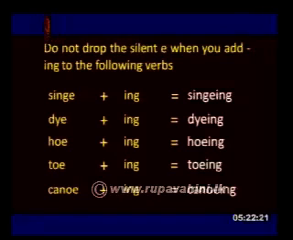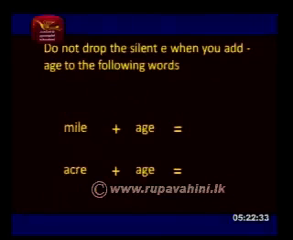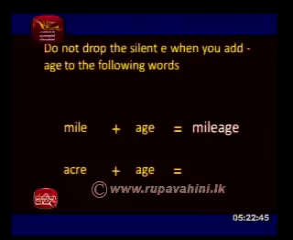Now let us move on to another one, and Mrs. Ratnaik will show the other exception. Yes. Now again you should not drop the silent E when you add the word age, AGE, to the following words. The words given here are mile plus age, the word will be mileage. So here also, children, you are not dropping the E. Then the next one, acre plus age, acreage. Acreage.